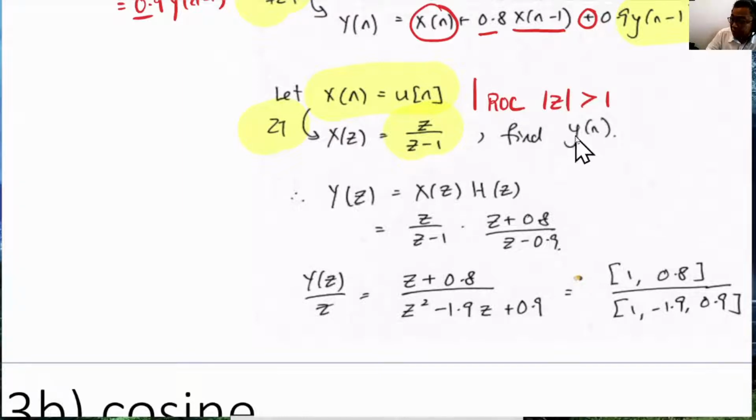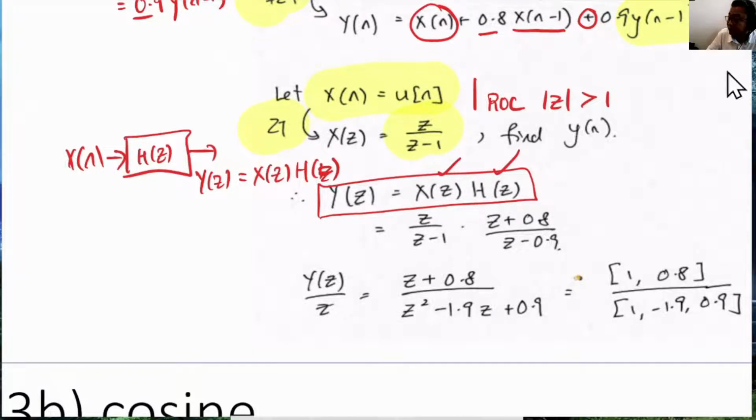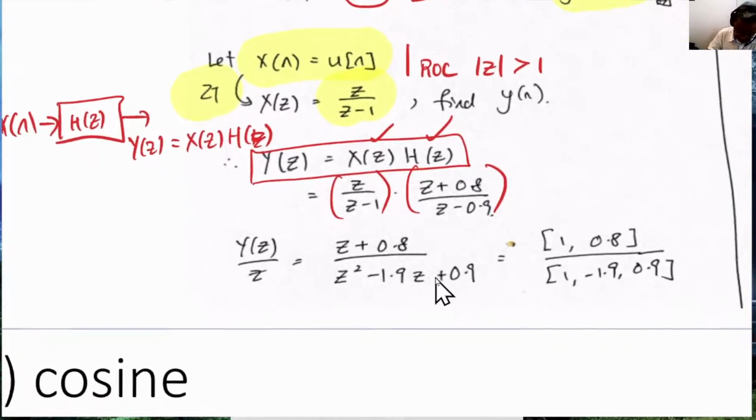Now, to find y[n], basically x[n] is being sent to this system H(z). So Y(z) equals X(z) times H(z). So we use this equation. We have H(z), we have X(z), and now we can multiply. This is X(z), this is H(z). And now let us see what the output is.